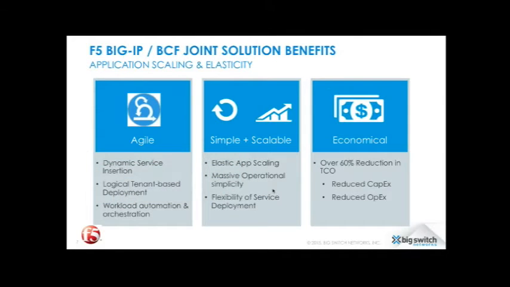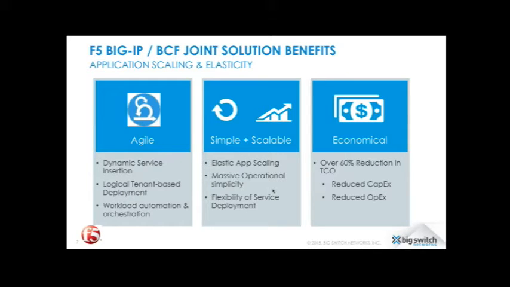So what are some of the key value props of the solution? The first thing is agility. The application-centric multi-tenant architecture of BCF enables each tenant to have administrative control over logical layer 2, layer 3, and policy design. And within this multi-tenant infrastructure, the F5 appliances can be leveraged for dynamic layer 4 to layer 7 service insertion as well as service chaining at a tenant level. Thus, this enables agility in application deployment.